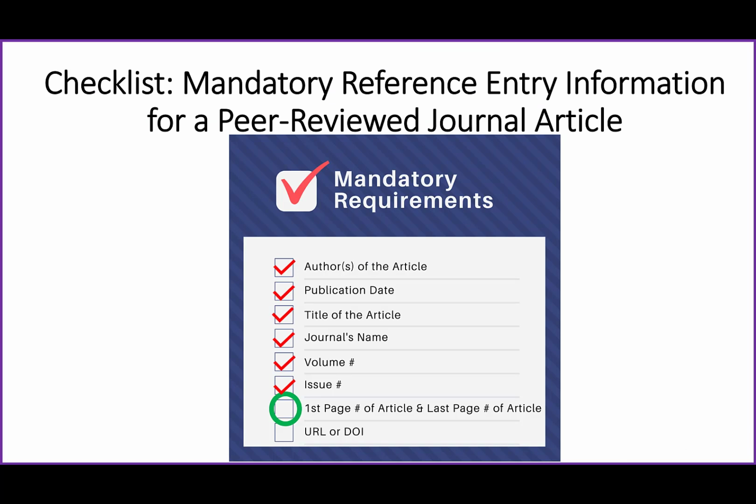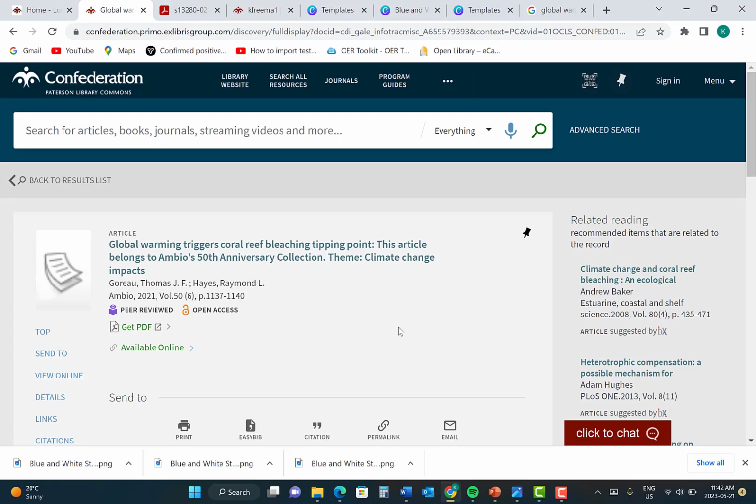After the issue number, you need to collect the first page number as well as the last page number of the article. This will apply only to PDF versions of the article because an online access copy of the article likely will not have page numbers. The page range of the article, meaning the first page of the article and the last page of the article, the page numbers will be written typically after the issue number.